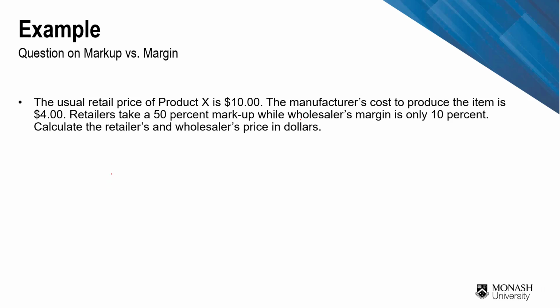So the first thing is we need to understand what's the relationship between wholesalers, retailers, and manufacturer. So if you think about the diagram, first of all, you will have the manufacturer, and then the wholesaler, and then the retailers. So these are the relationships, or the chain, that we will pass through.